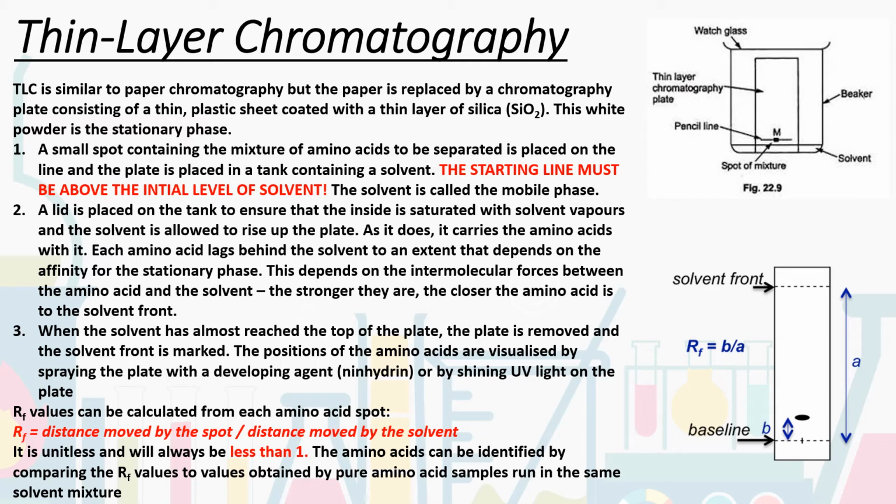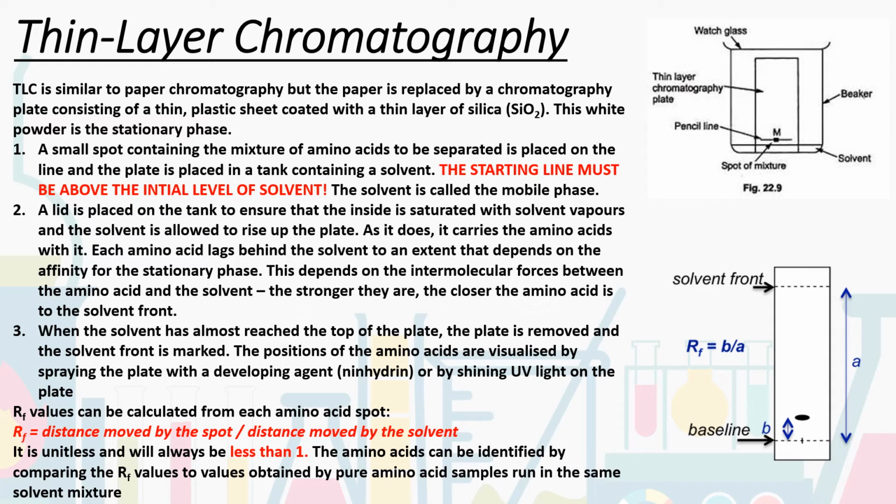And so when the solvent has almost reached the top of that plate, we're going to remove the plate, we're going to mark where the solvent front ended, again in pencil. And then we can visualize where the position of the amino acids are by spraying the plate with a developing agent. Essentially what this does is you spray it with something called ninhydrin, and this will essentially show the spots where the amino acids are in a color, or you can shine UV light onto the plate, and typically the spots can be seen there. Then what we do is we calculate something called a retention factor, an Rf value. And we can calculate this for every spot.